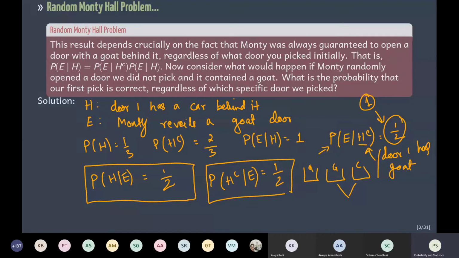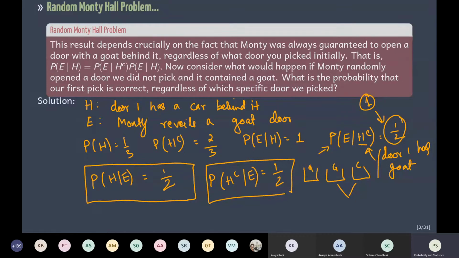The fact that Monty reveals it in a deterministic way, only the goat door, is why the usual intuition fails. If you think hard, it still makes sense why it should be 2/3. So this was random Monty.